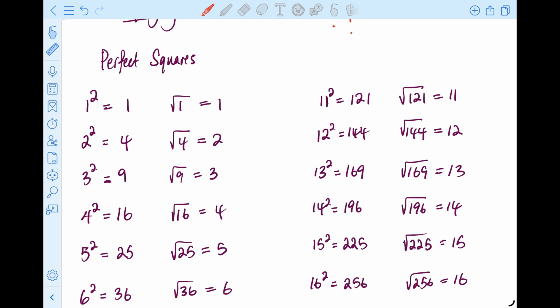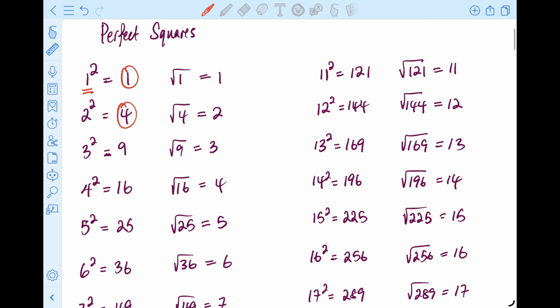What I have written for you here is your first 20 perfect squares. To learn how to simplify radicals properly, you're going to want to learn these. That's the first step. So your first perfect square is 1 because 1 squared is equal to 1. Your second perfect square is 4 because 2 squared is equal to 4. Then 9, then 16, etc. So your perfect squares are 1, 4, 9, 16, 25, 36.